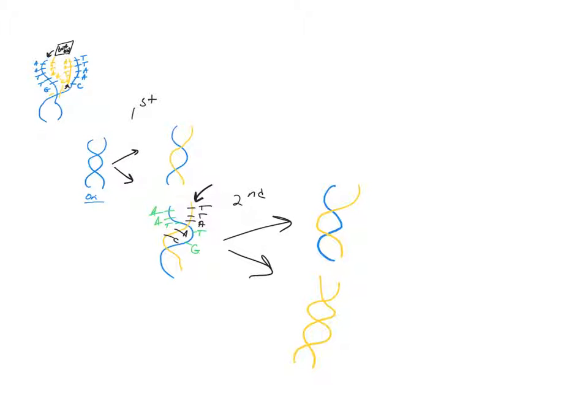So you'll have the first yellow having the T, that's the new original, right? A, C, and the other one, the new one, is going to be A, T, T, G, T, T, G. All right? So it's semi-conservative.